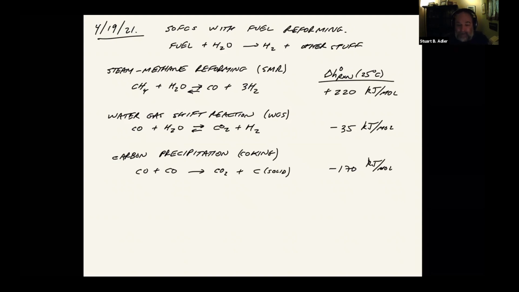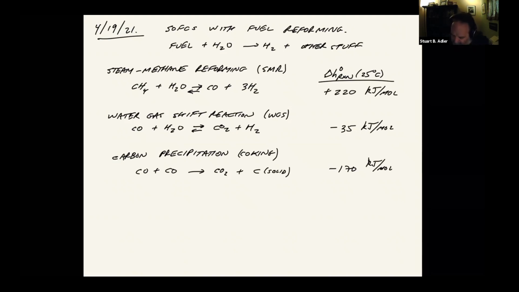But if you have a surface, and particularly certain catalysts are really good at this, nickel being one of them. Nickel is a common anode for SOFCs, which is really bad because the nickel will catalyze the coking process. To prevent this from happening, you can't let the CO accumulate.